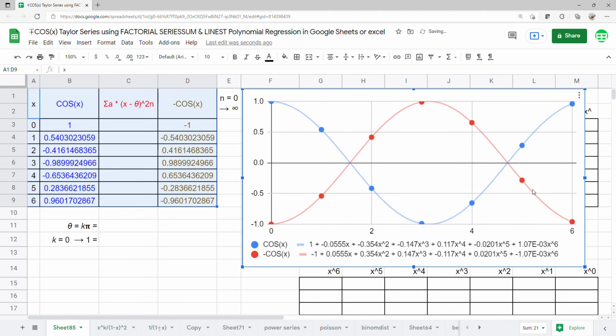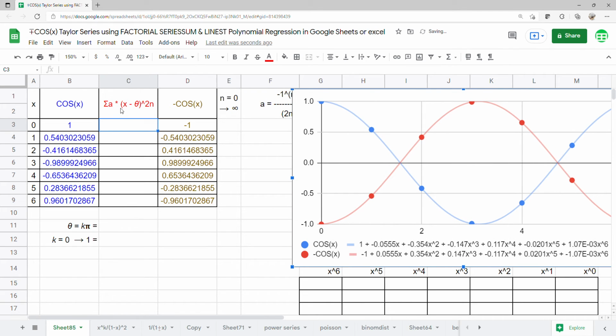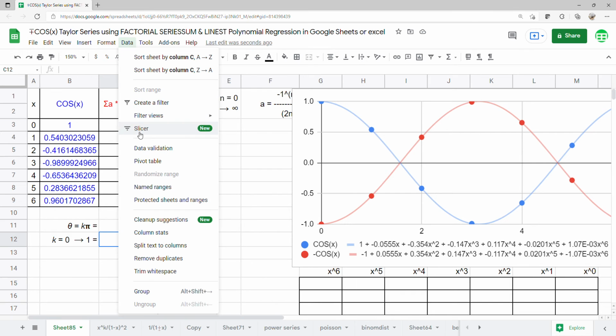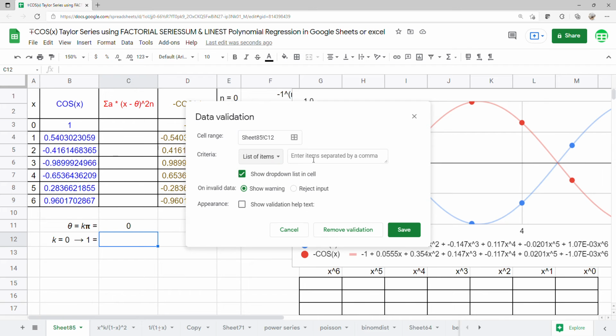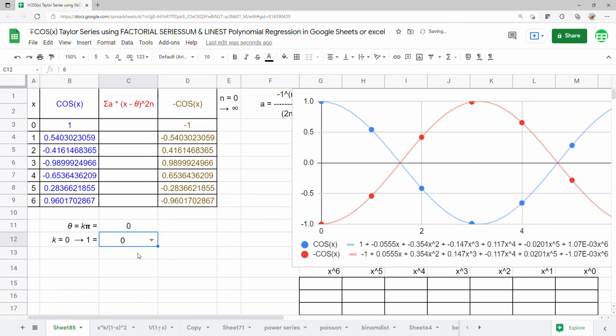Next, we continue with the expansion, which is the summation of a times (x minus theta) raised to the power 2n, where theta is k times pi. And the value of k is from 0 to 1. So data validation, list of items, 0 to 1, so we can start from 0 for Maclaurin series and then continue with 0.2 and so on. And the value of n is from 0 to infinity.